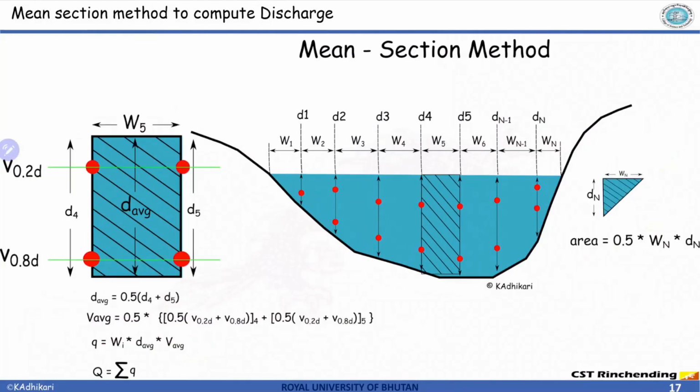Now in the mean section method, what we do is, now this is one vertical.